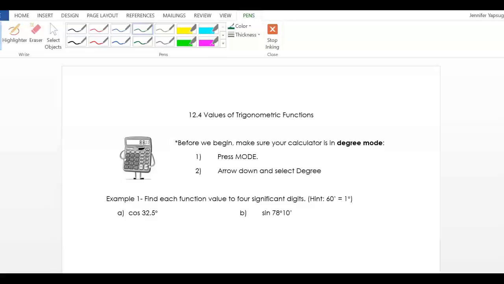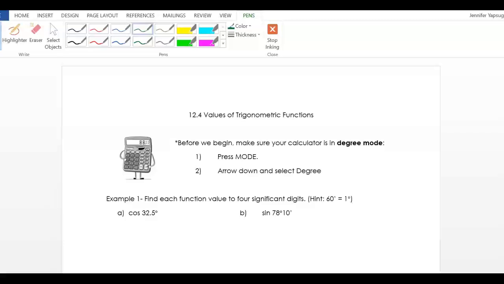If you're not sure how to check that or make sure that it is in degree mode, I put the steps here. On your graphing calculator, you're going to press the mode key. Then you're going to see a whole list of different options appear on the screen. What you need to do is scroll down to the third line, and there are two words, radian and degree.